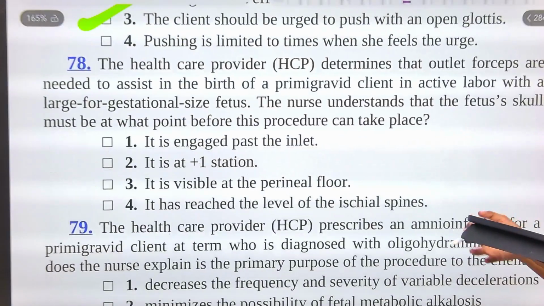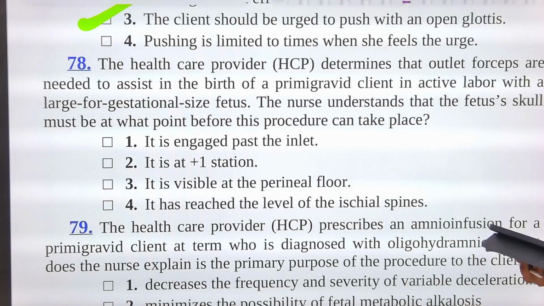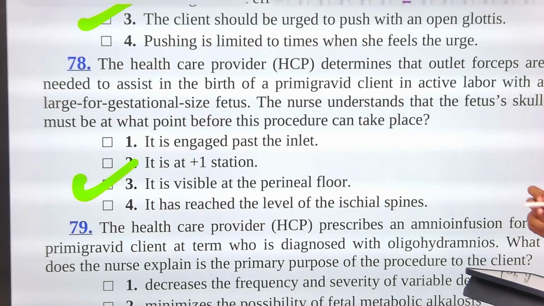Now next question 78. The HCP determines that outlet forceps are needed to assist the birth of a primary gravid client in active labor with a large for gestational age fetus. The nurse understands that the fetal skull must be at which point before this procedure can take place? So at which position should the fetal skull be? Answer number 3 will be the correct one.